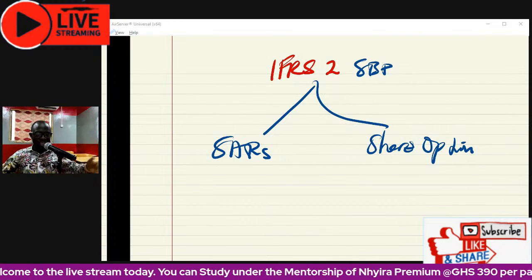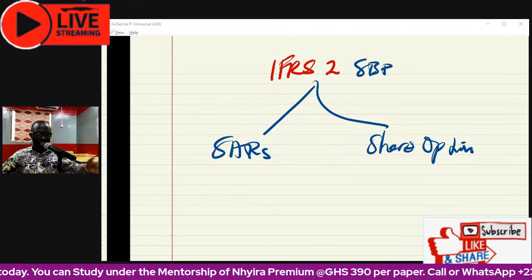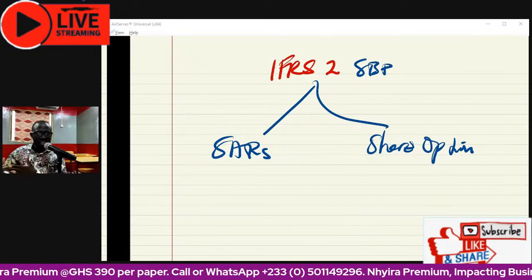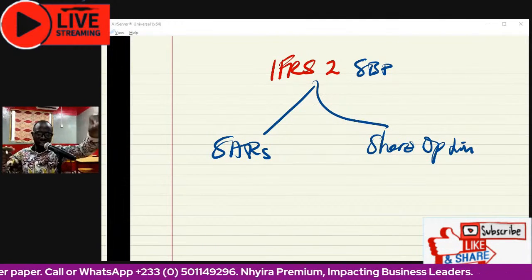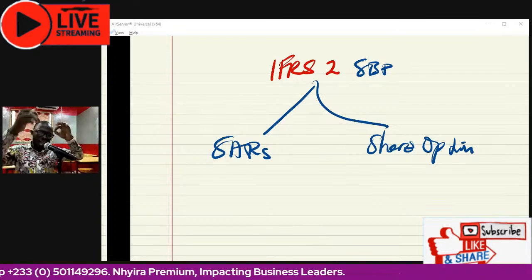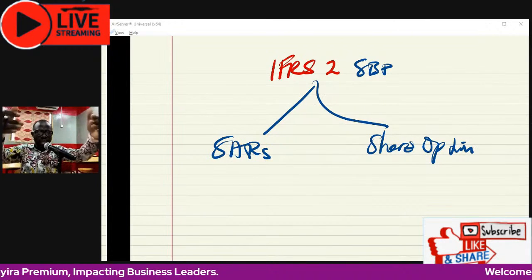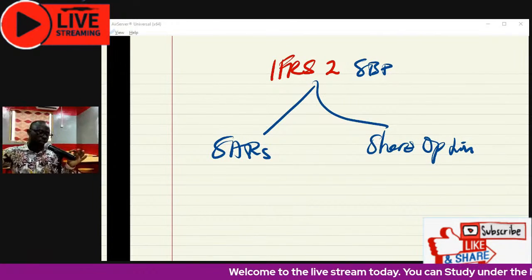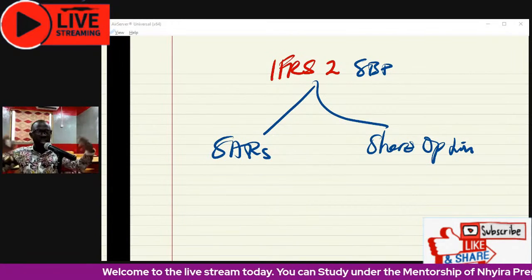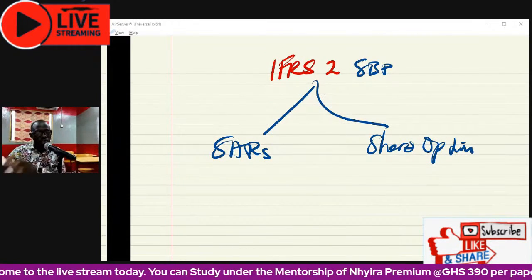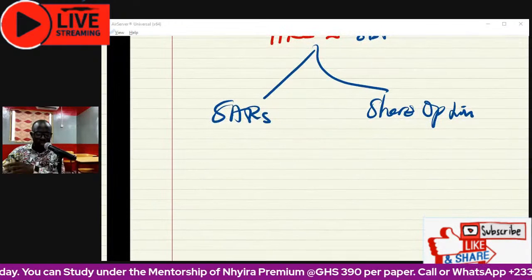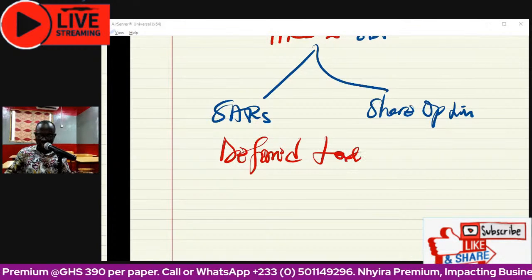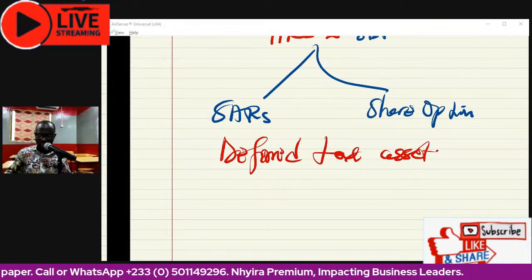Whatever be the case, there has to be a tax effect on this, because the entity is paying some money to its employees, and the tax authority will charge them tax on the money they receive. Now, the money that the entity is paying, either in shares or in cash, the entity is spending money. The tax authority would have to reimburse the entity in that particular case. So when it comes to IFRS 2 share-based payment, there is going to be a deferred tax asset that we would have to deal with. And I'm going to explain this later on as we proceed with our discussion.